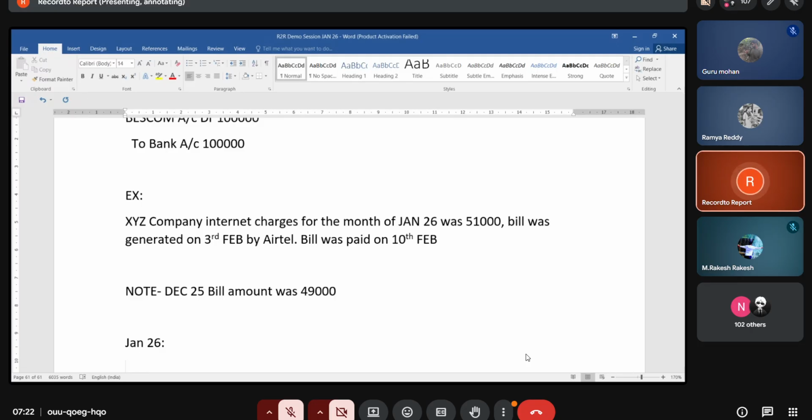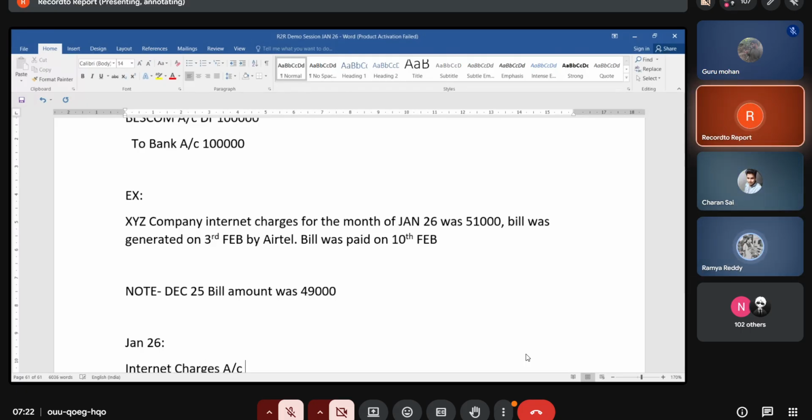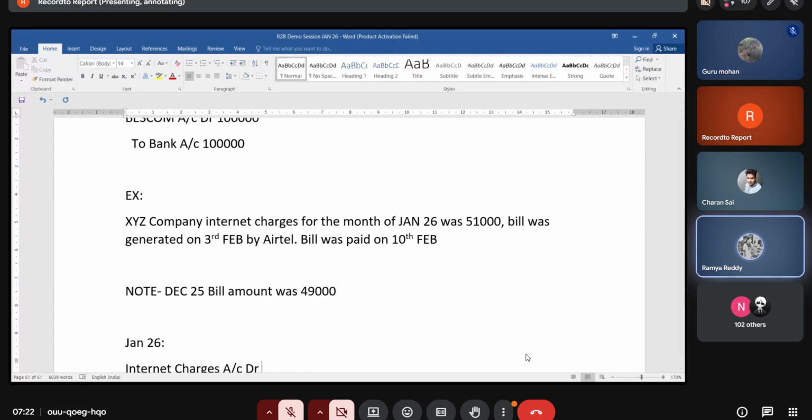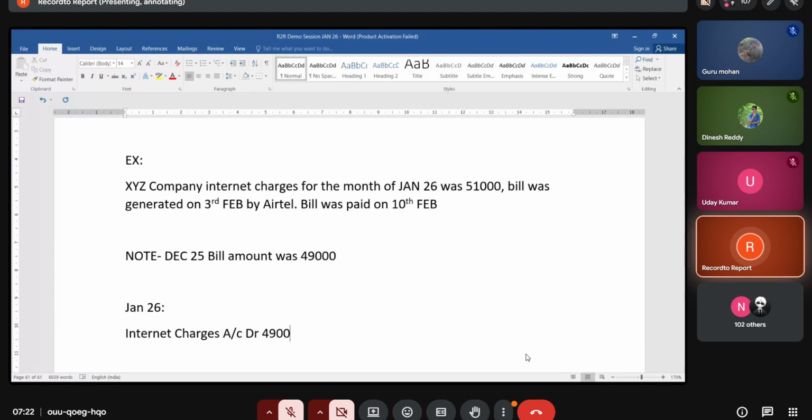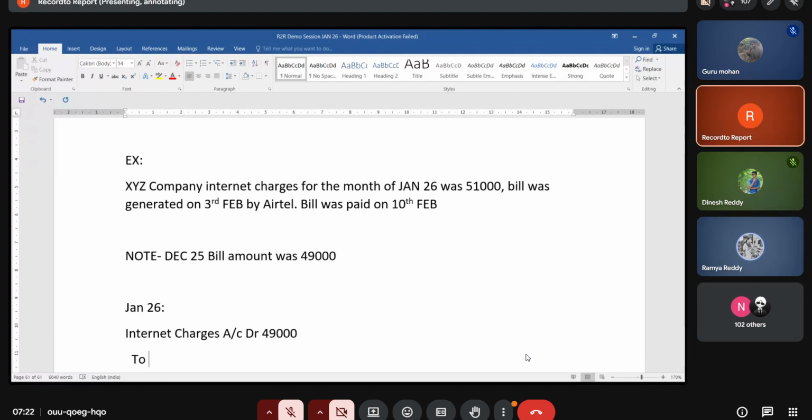What entry do we need to record? Internet charges account debit, and the Airtel account is attached to the internet charges. What amount do we book here? Is it 49,000 or 51,000? We need to take the last month's bill amount, right? 49,000 to accrued internet charges.